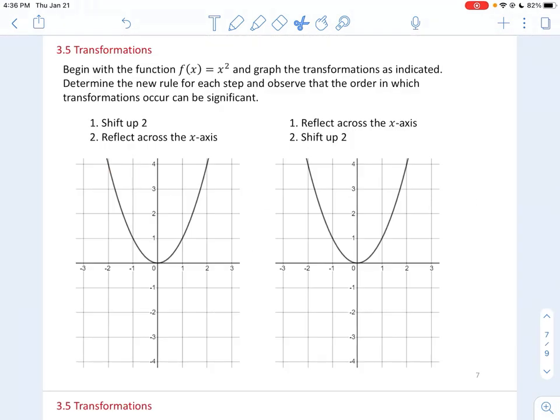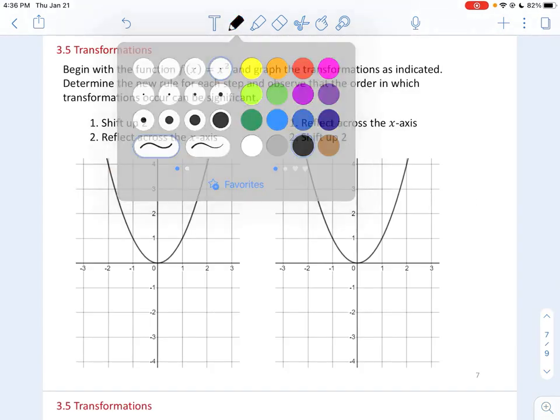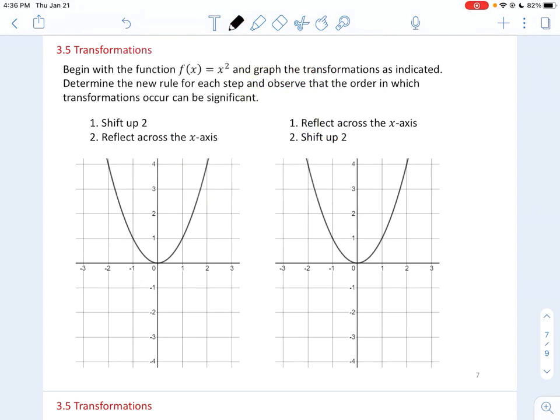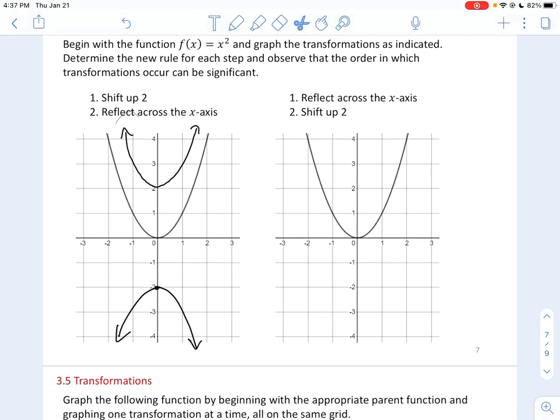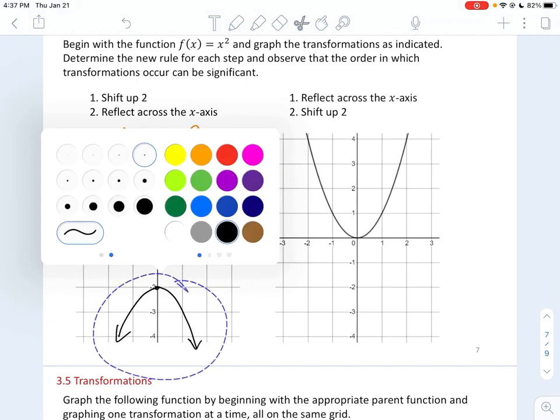We're going to begin with the parent graph of x squared, and the purpose of this slide is to show you that the order in which you do multiple transformations can have an effect on the final result. For example, let's do the shift up 2 first, and then reflect across the x-axis. Well, the x-axis is down here, and I'm reflecting this one. So reflect after you've done the shift up. Maybe I'll color code these. Put a 1 there, that was step 1. And then after doing step 2, our final graph was down here.